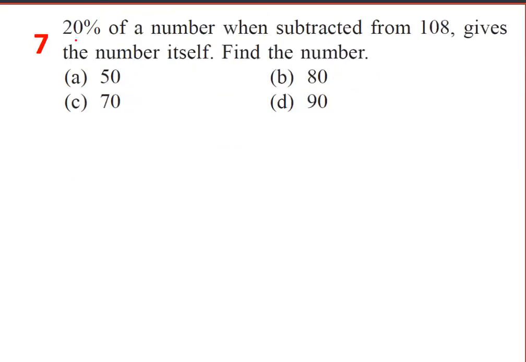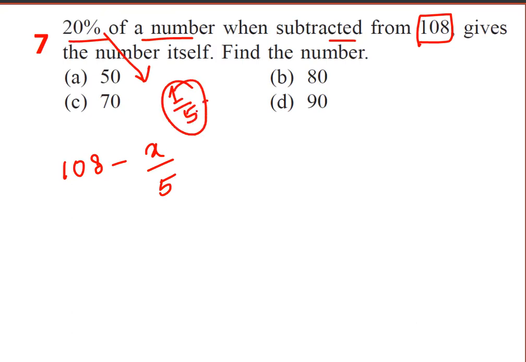Moving on to the next question. 20% of a number when subtracted from 108. Okay, so you are subtracting something from 108, how much? 20% of a number. So if the number is x, you are subtracting x by 5, right? Because 20% is 1 by 5. So 20% means x by 5. So if you subtract it, you are getting the number itself, which means you are getting x. So the number itself is x.